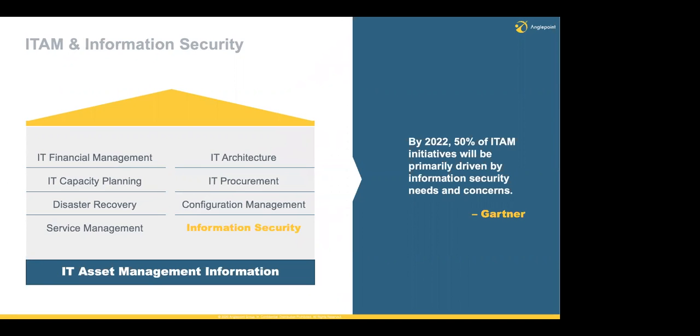One of our committee members had analyzed that organizations who are compliant with 27001 for information security have already met more than 50% of the requirements for 19770-1. In any case, there could be no doubt that there's a very significant overlap between the two domains. For this reason, Gartner had predicted that by 2022, 50% of ITAM initiatives will be primarily driven by information security needs and concerns. As you can see, interoperability is key for ITAM.